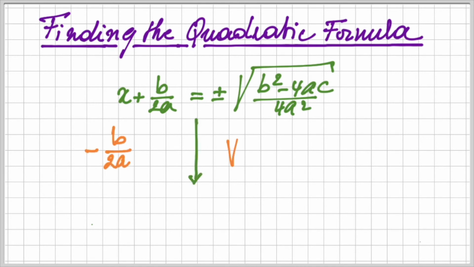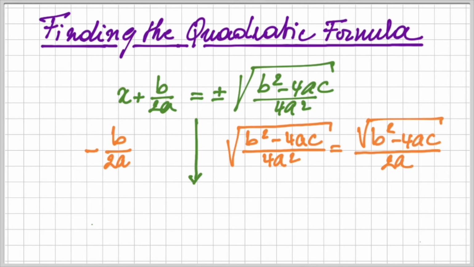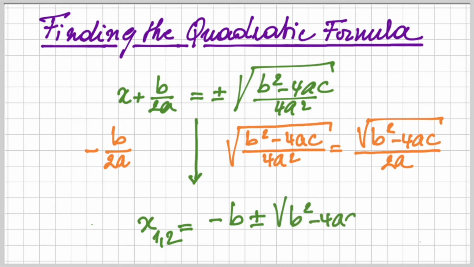The first thing we have to do is to subtract from both sides b divided by 2a, and we can write the square root of b squared minus 4ac divided by 4a squared. It is also equal to the square root of b squared minus 4ac, divided by 2a, because the square root of 4a squared is equal to 2a. Basically, we find the quadratic formula now, and we add x1 and x2, because we can have maximally two roots, x1 and x2.